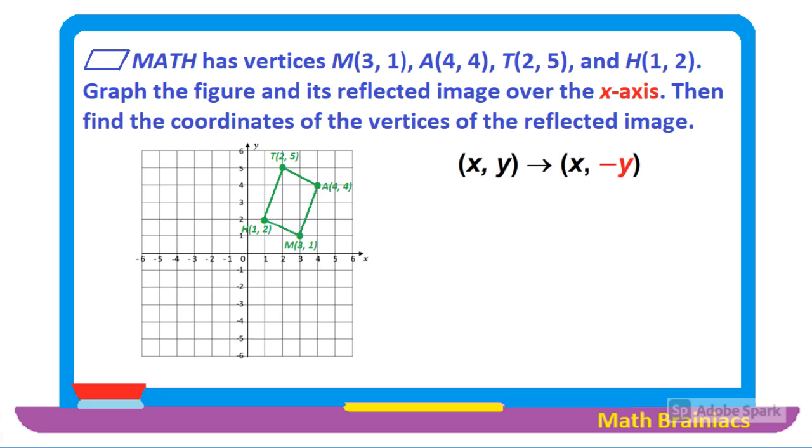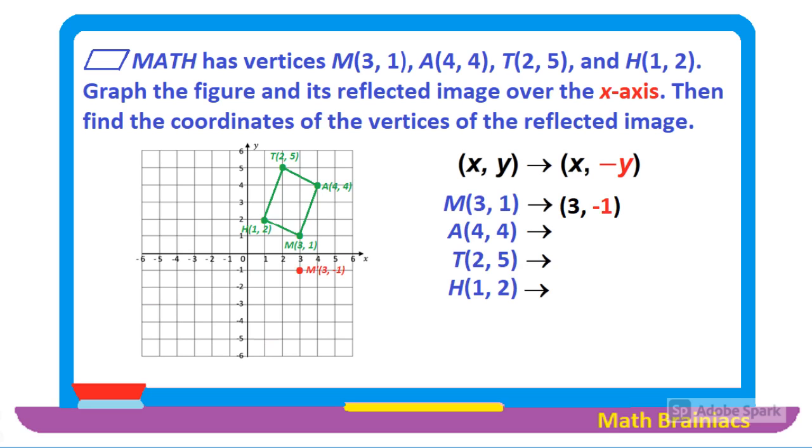Now we are going to take the reflected image over the x-axis. I want you to remember that we're going to keep the x-coordinate and take the opposite of the y-coordinate. Since the ordered pair of point M is 3 and 1, we're going to keep the 3 and take the opposite of 1, which is negative 1. Therefore, when x is 3, y is negative 1.